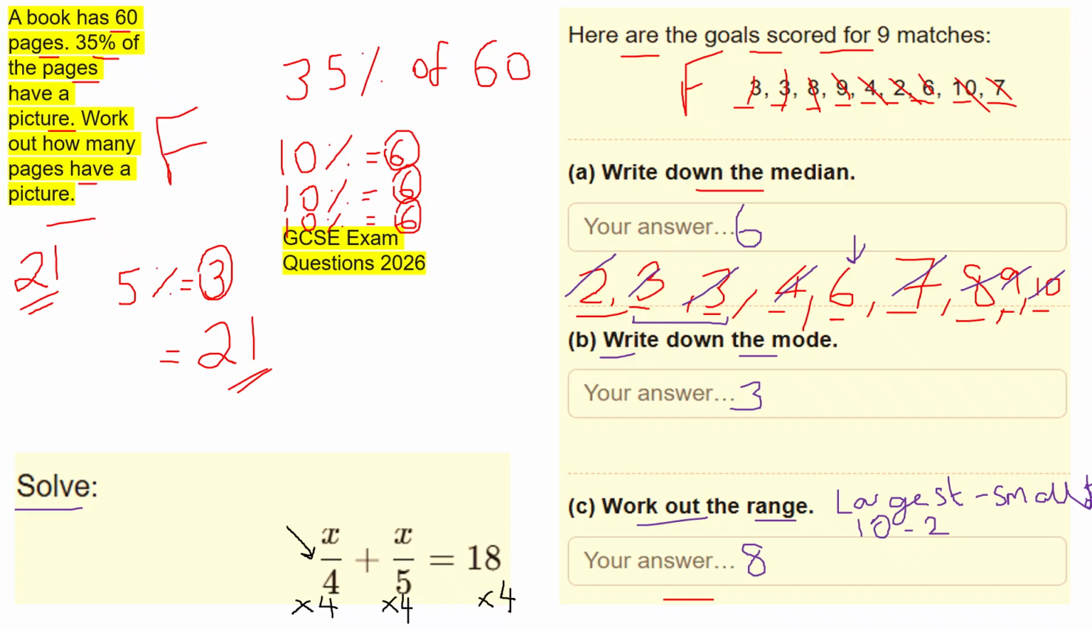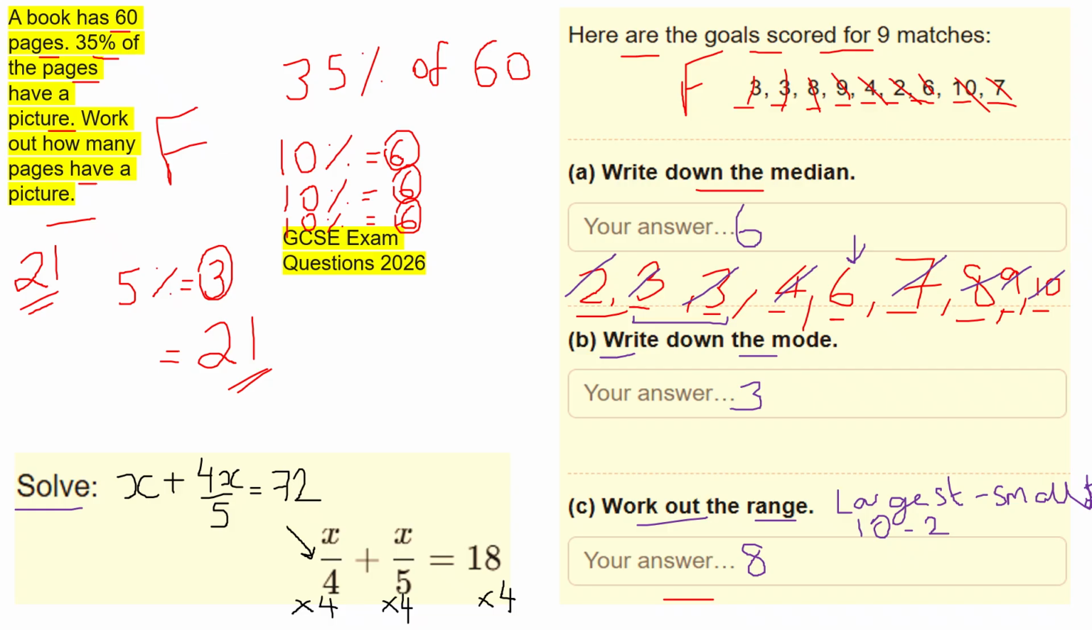That's now going to give me x plus, so multiplying the fraction by 4, I times the numerator by 4, so we do 4 times x, we get 4x, and we keep the 5 the same, is equal to 18 times 4, so double 18 is 36, double 36 here makes 72.